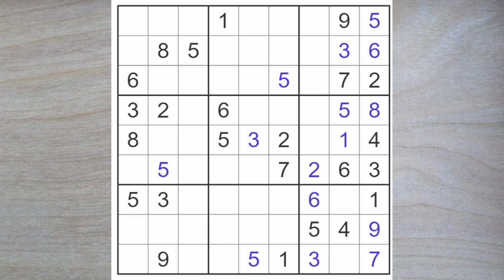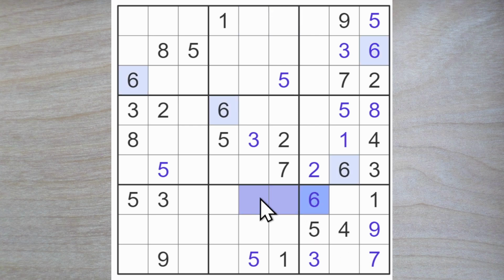1, 4, 9, and an 8. Really can't tell anything except for the 8 going here and here. The 1, 4, and 9 is for grabs. The 6 in the top row must go here or here.